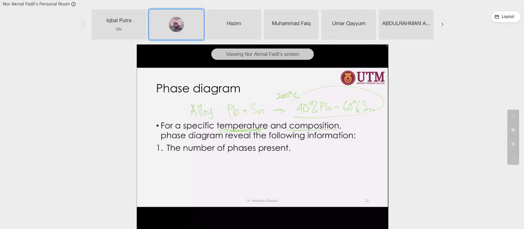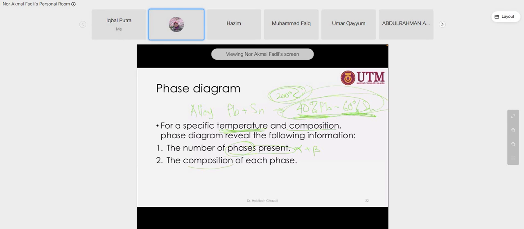One, the number of phases present, and the composition of each phase. Let's say you get phases alpha plus beta. For example, there are two phases at this particular temperature. What temperature? 200. What alloy? The alloy that contains 60% tin and 40% lead. At temperature 200, what do you get? The type of phases, the number of phases. Maybe 2, maybe 3. And then what else?